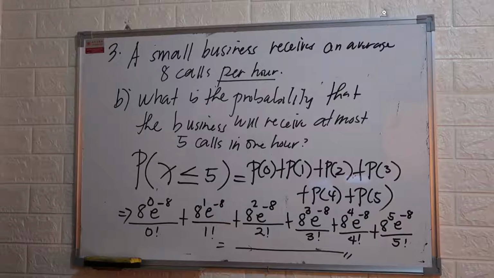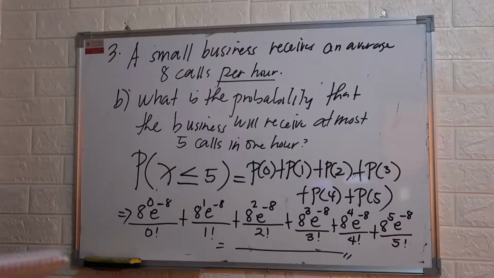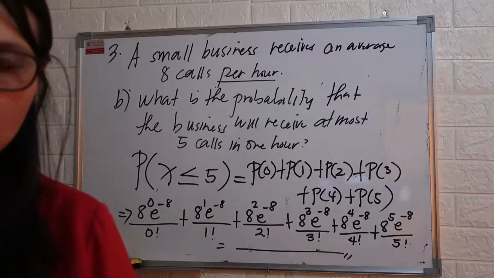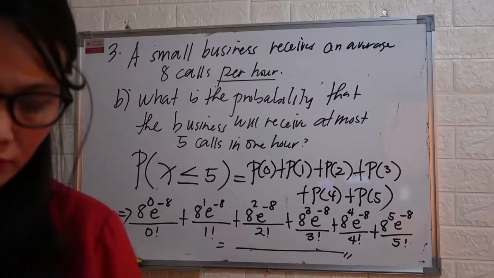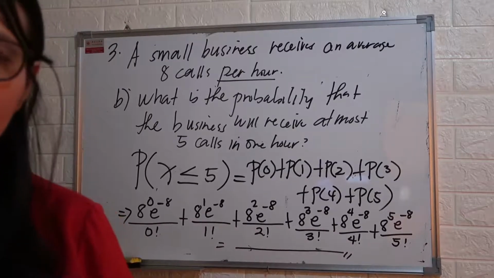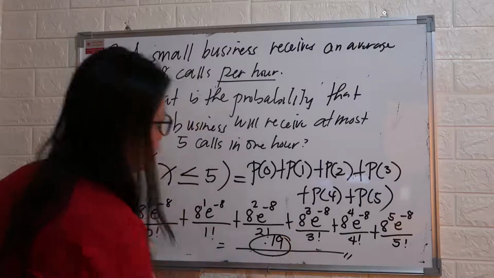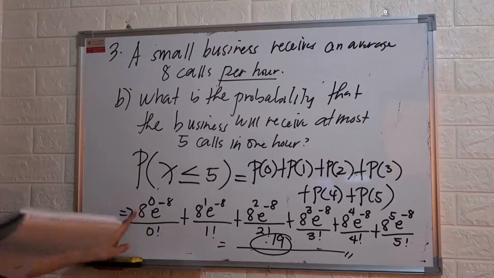Is it 0.20? 0.24? 0.20? Okay. You just round it off, or will that be the final answer? Yun na po, 0.2023. 2023, the correct answer is 0.19. So can you please double check it? 0.19. Okay?